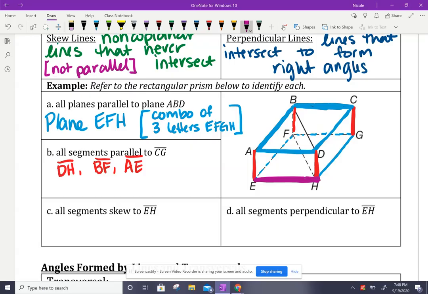So things that jump out to me are CG. So CG is going up and down, but it's on this back side. So it's never going to intersect with EH. So I'm going to put CG. And BF is similar. It's never going to intersect. It doesn't come in the same direction. So it's never going to cross EH. So BF.